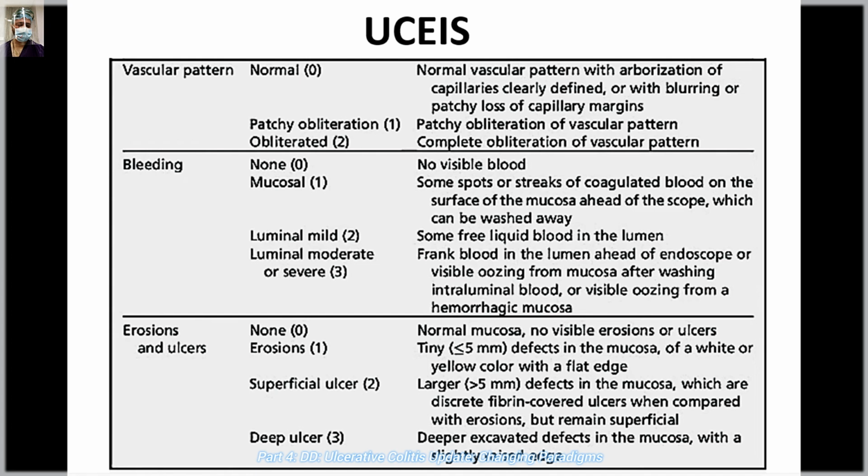As far as bleeding is concerned, none is 0. If there is mild mucosal bleeding, then it's 1. If it's luminal bleeding, mild, it's 2. And if it is severe luminal bleeding, it is 3. Erosions and ulcers: none is 0, erosion is 1, superficial ulcer 2, and deep ulcer is 3. So UCEIS will range from 0 to 8, and it is a validated index of severity based on endoscopy or colonoscopy.